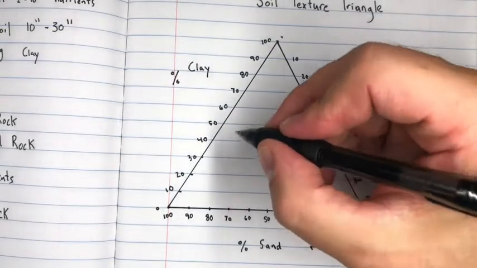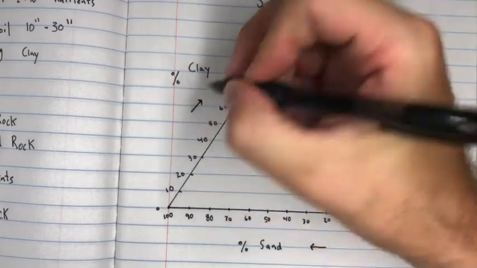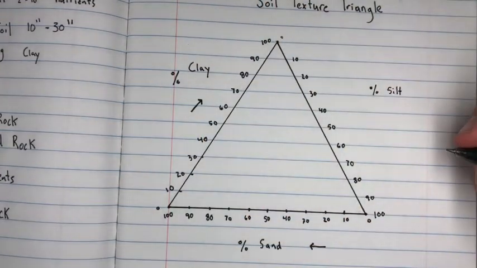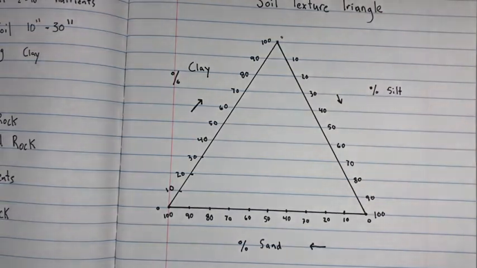Clay gets higher as we go this way, and silt gets higher as we go this way. So now we're ready to add the different components of our triangle.